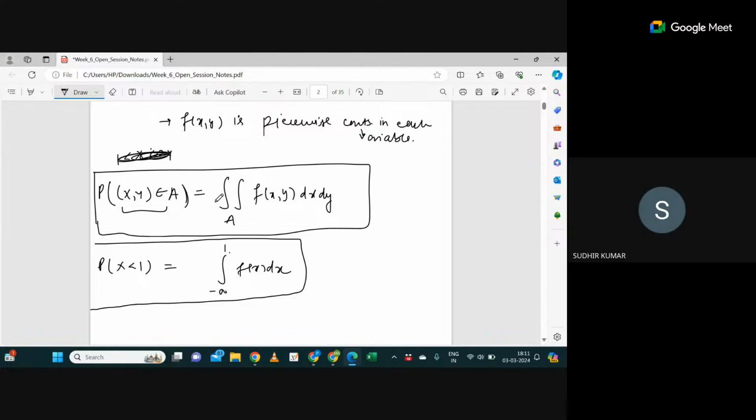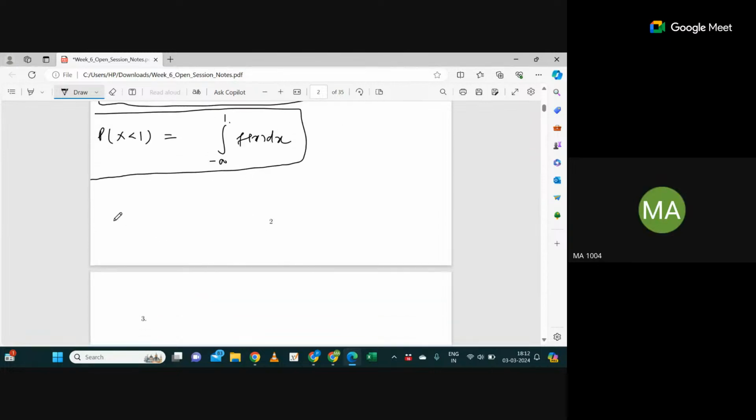Yes, sir. And what is the support of x and y? How are we defining support? It is the area, sir. Yeah, so basically the support should be the set of x, y such that the joint PDF is greater than 0. Okay, this is something called support.